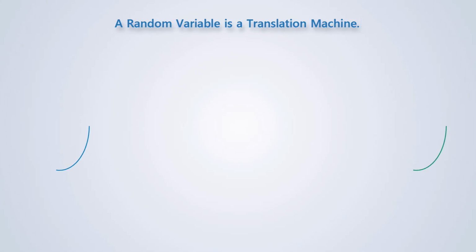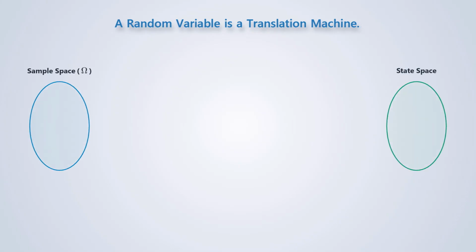A random variable is not really random and not really a variable. It is a rule, a translation machine. It takes a messy, real-world outcome and turns it into a clean number. On the right, the values. In between, our machine, X.